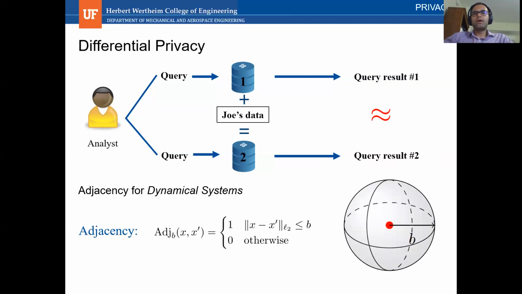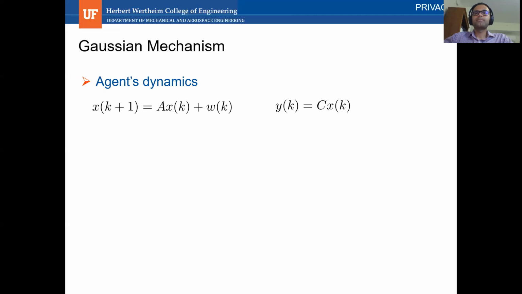Formally here, I'm going to define adjacency. We fix a privacy parameter b. And as we said, we are going to take a look at differential privacy for systems. As a result, we define the adjacency for trajectories. Trajectories whose difference, in L2 norm, between two signals or two trajectories x and x prime is within a ball of radius b are called adjacent. It is the role of the mechanism to approximate query outputs which are statistically close to each other, determined by privacy parameters epsilon and delta, as we mentioned.